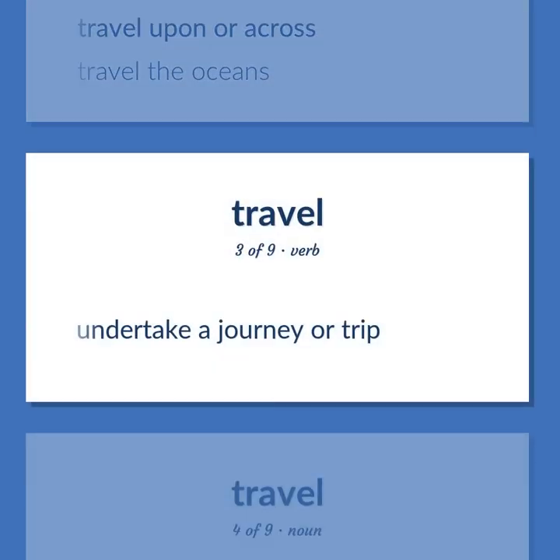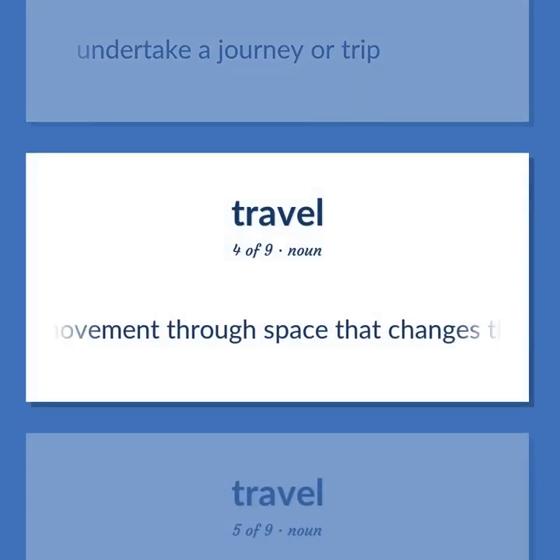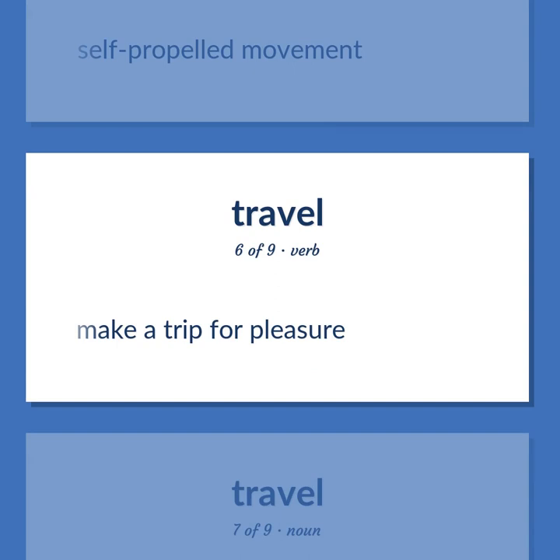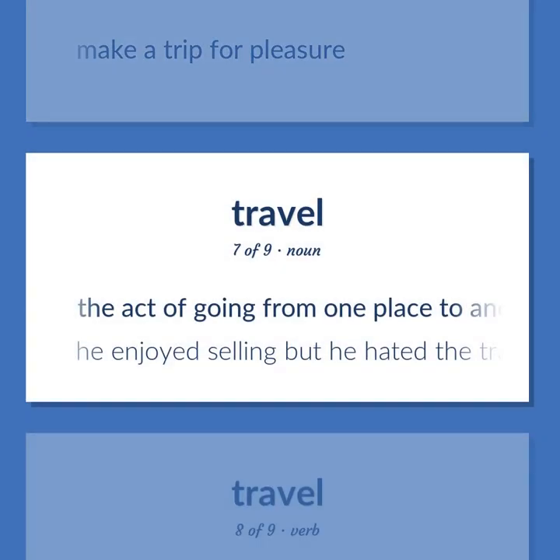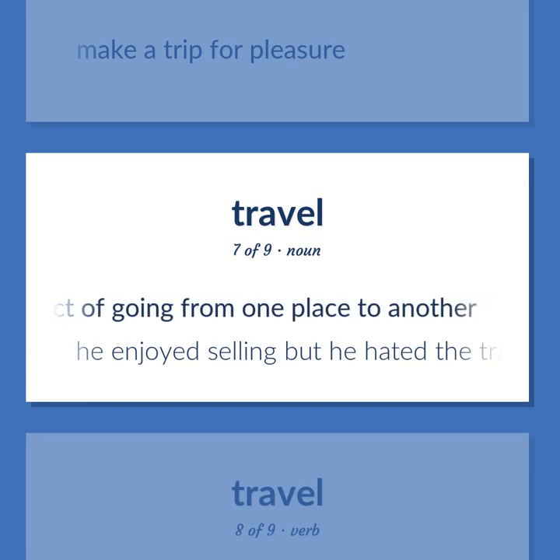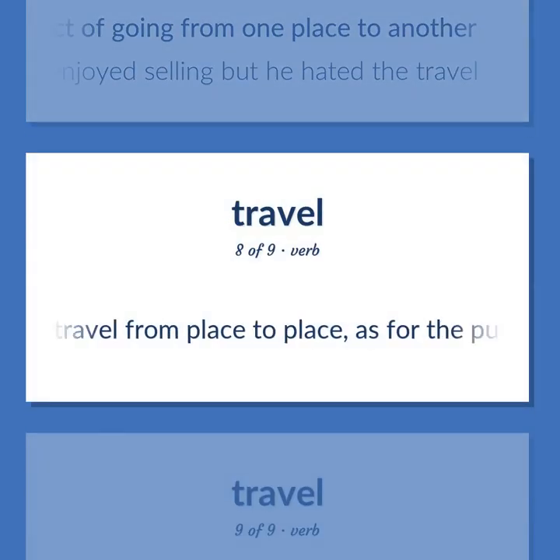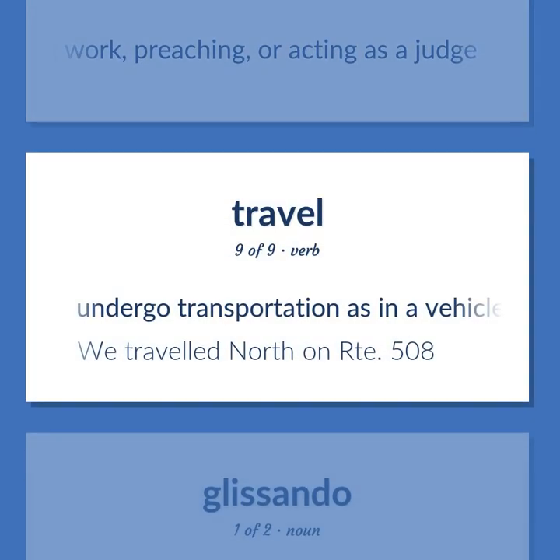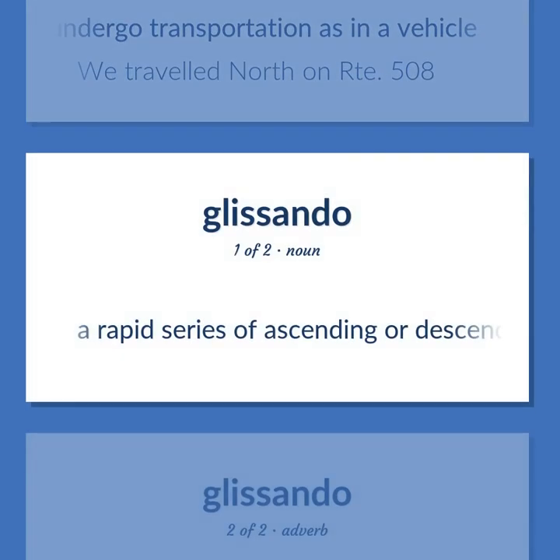Undertake a journey or trip. A movement through space that changes the location of something. Self-propelled movement. Make a trip for pleasure. The act of going from one place to another. He enjoyed selling, but he hated the travel. Travel from place to place, as for the purpose of finding work, preaching, or acting as a judge. Undergo transportation as in a vehicle. We traveled north on Route 508. A rapid series of ascending or descending notes on the musical scale.